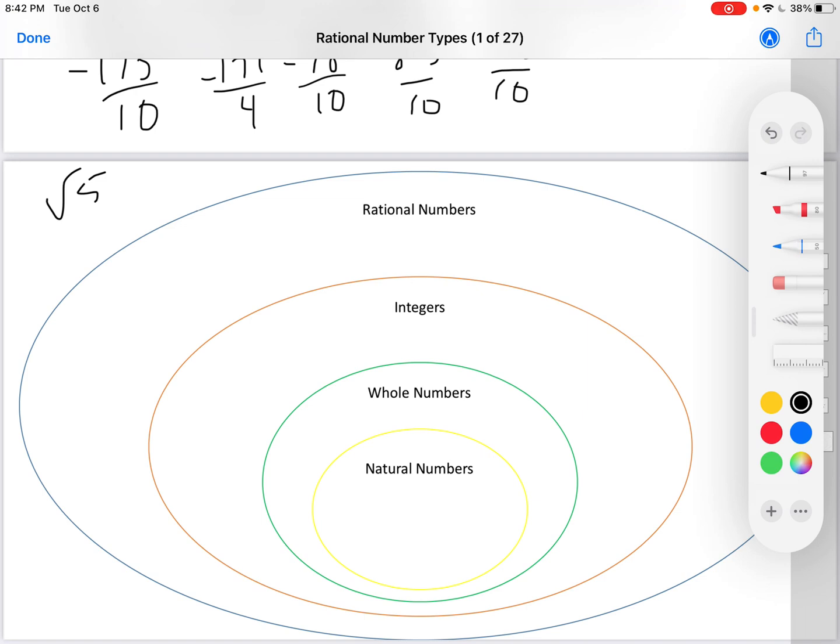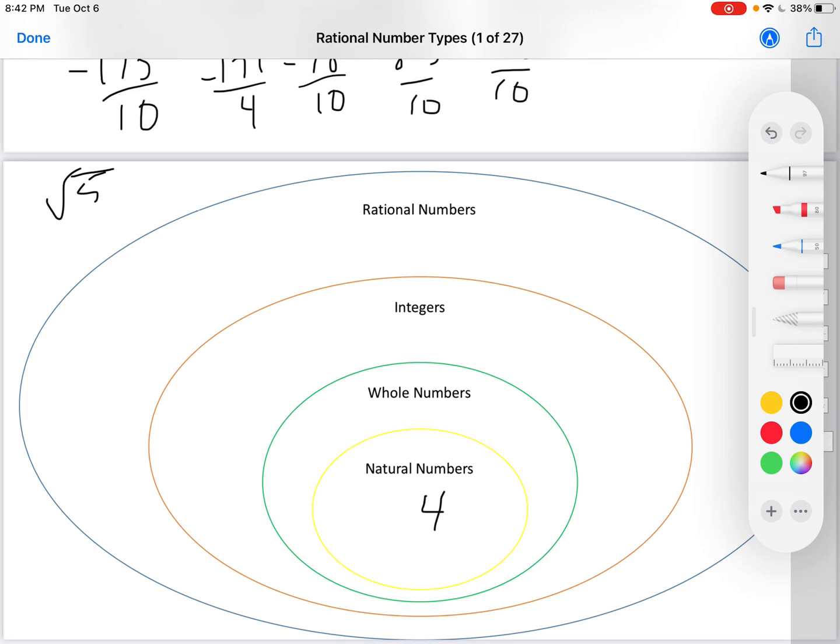Okay? So let's place some numbers where they belong. Square root of 5, outside, it's not rational. How about 4? Is it rational? Yes, I could write it as 4 over 1. But is that the best place for it? No. 4, does it have a fraction part? No. So it's an integer, but that's not the best place for it. 4 has no fraction part and it's not negative? Correct. So then it's a whole number, but is that the best place for it? 4, no fraction part and it's positive, so 4 belongs here among the natural numbers.